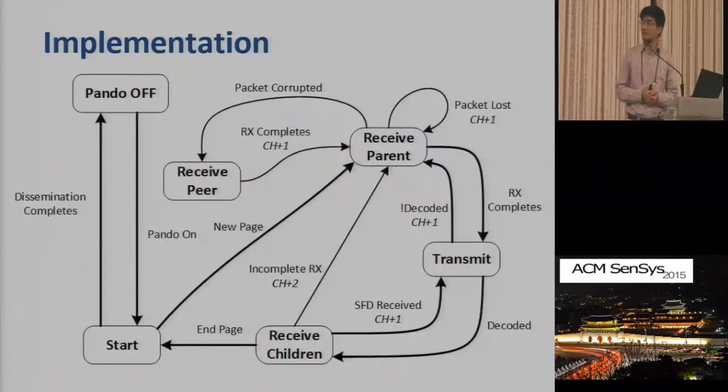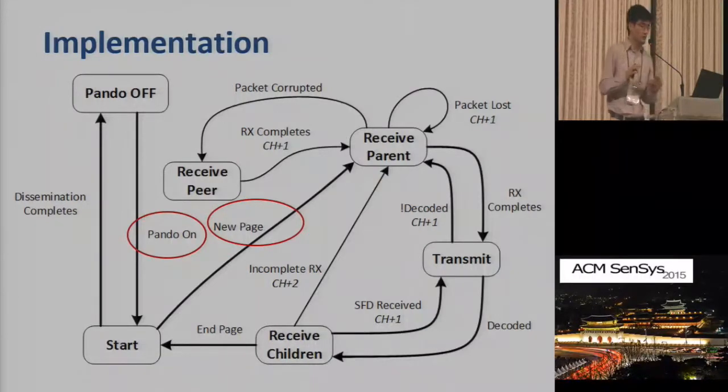We implemented Panda on Contiki, on sensor nodes. This is a state machine of one node. We provide Panda as a middleware for data dissemination. So when a source wants to transmit a data object, it first transmits a Panda on command to every node. When a node receives this command, it is in the start state.